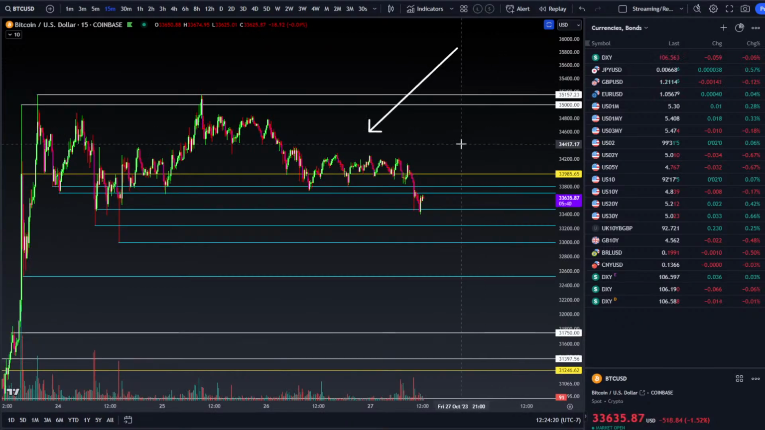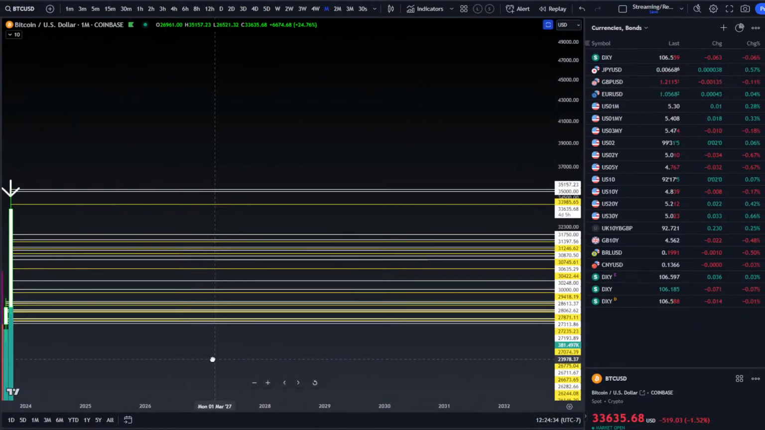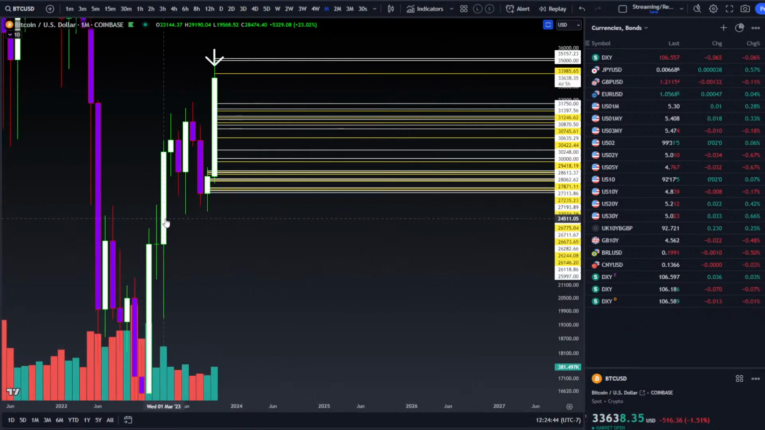That was where Bitcoin consolidated for 6 months, more than 6 months. How long was it in that range? Let me look. I've got to look. 1, 2, 3, 4, 5, 6, 7 months. Now, to be fair, 6 months because it's only stayed up there for 6 months.